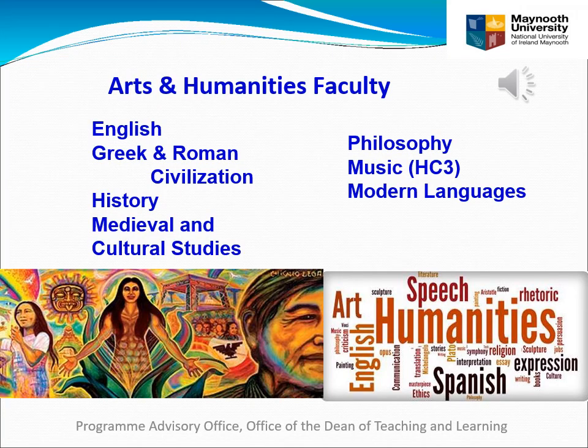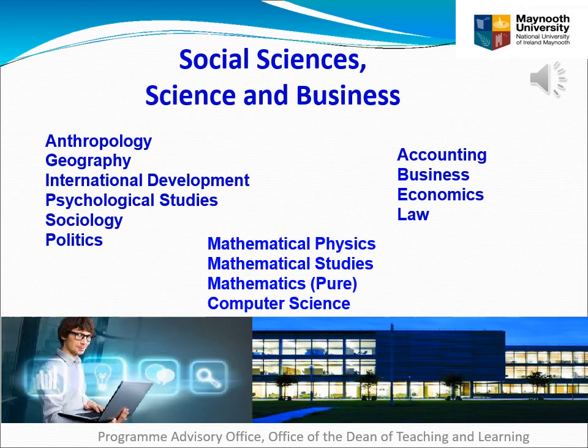The subjects listed on this slide fall into the Arts and Humanities faculty: English, Greek and Roman civilization, history, medieval and cultural studies, philosophy, music and modern languages. You will see beside music we have a HC3, which is the minimum grade you must have to be able to register for music.